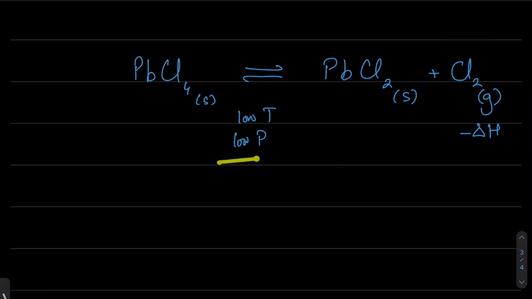So when you keep a low pressure, equilibrium tries to increase it. So it goes to the side with greater moles. So this side has more, so it will go this way. All right. Sir, can you explain why low temperature?